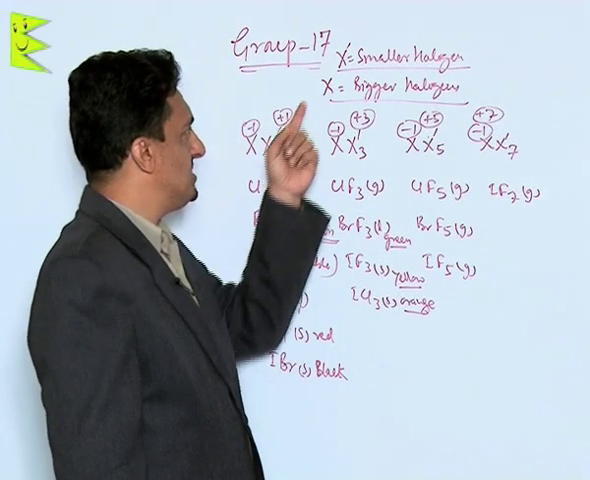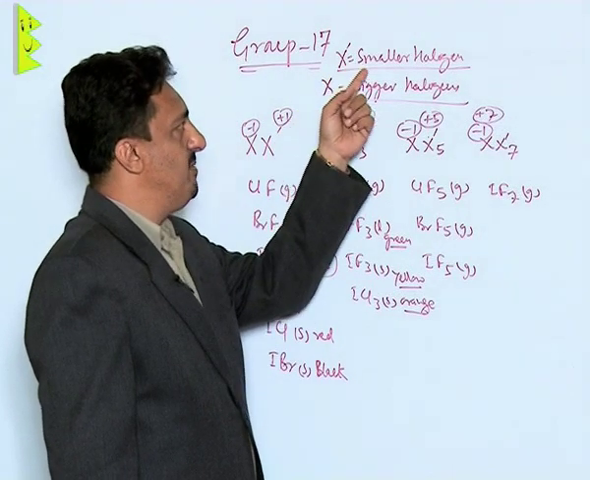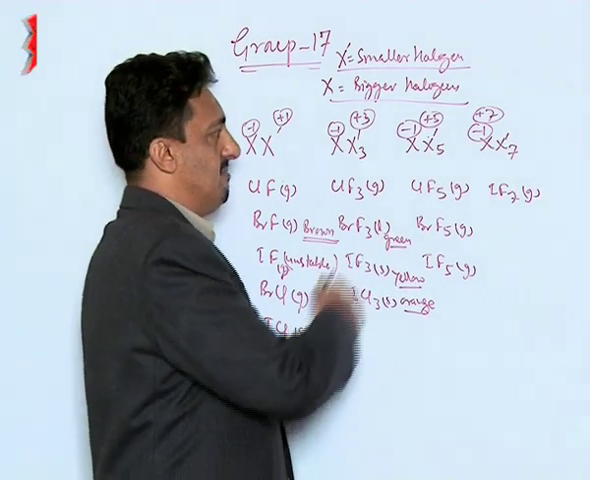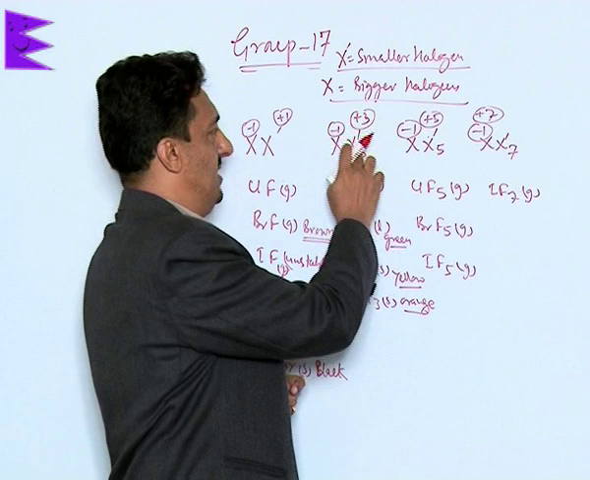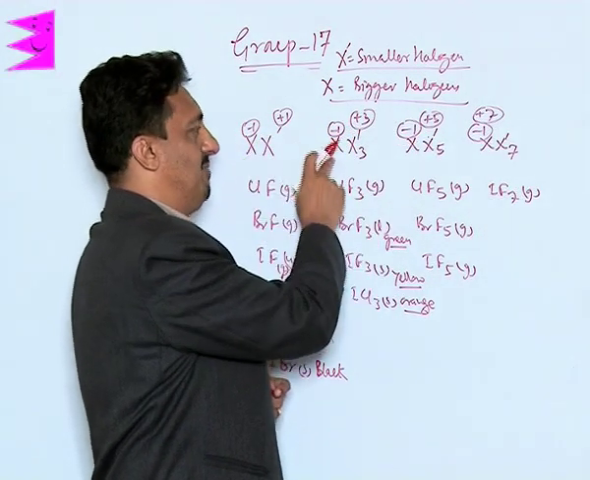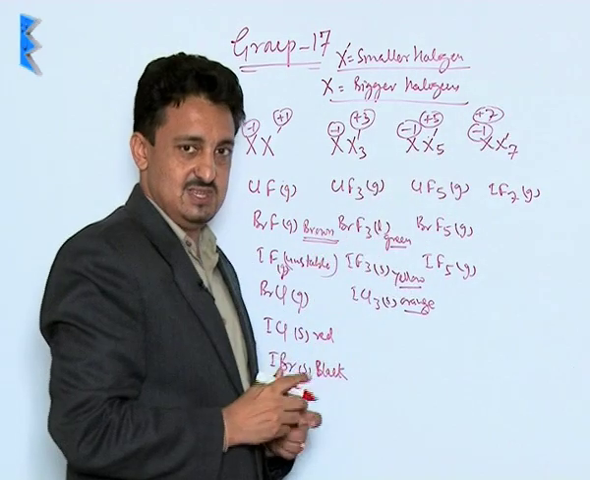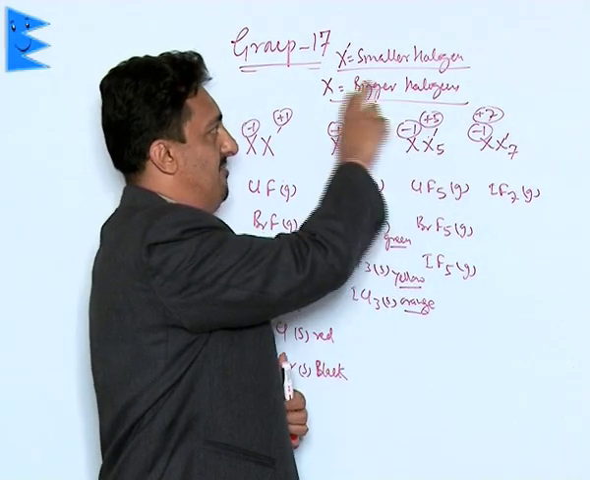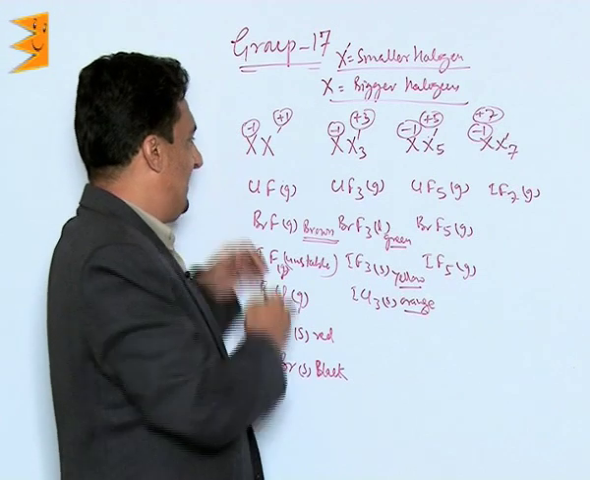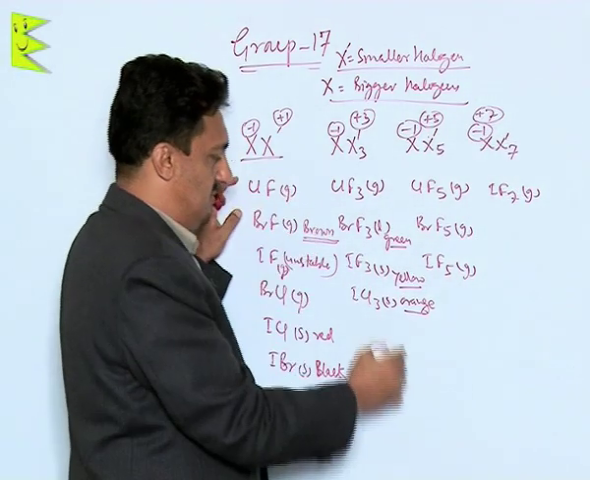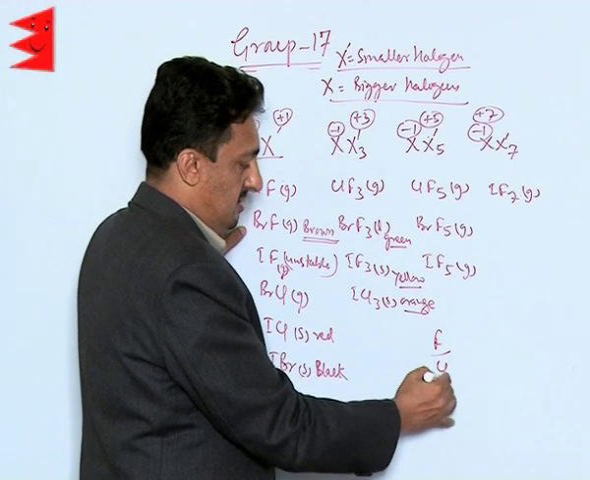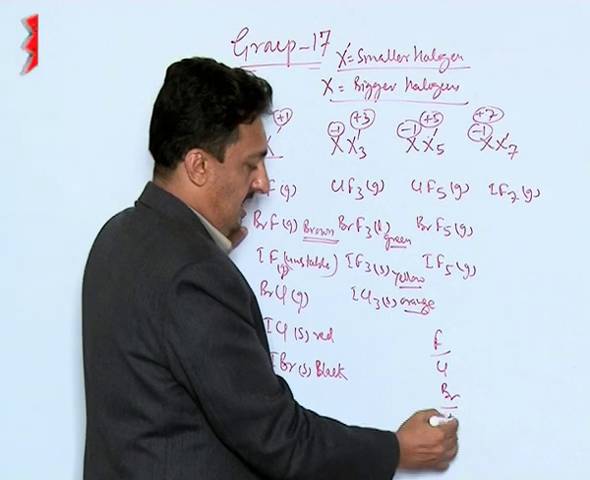Now what we need to know is that X' will always be the smaller halogen which comes afterwards, having a -1 oxidation state, and it is X which will exist in the +1, +3, +5 or +7 oxidation state. So X will be your bigger halogen, X' will be your smaller halogen. Now when we say XX', we know the fluorine, chlorine, bromine and iodine.